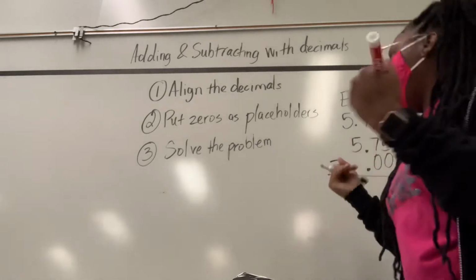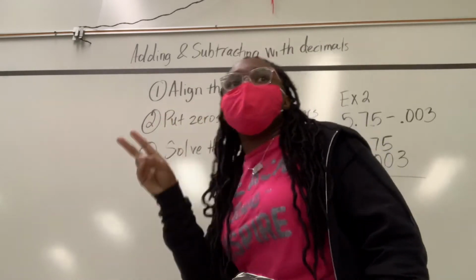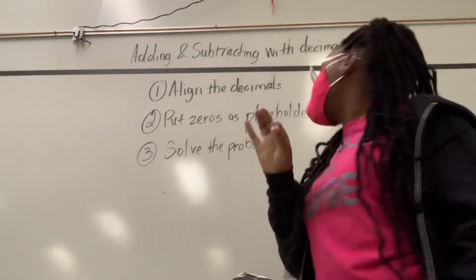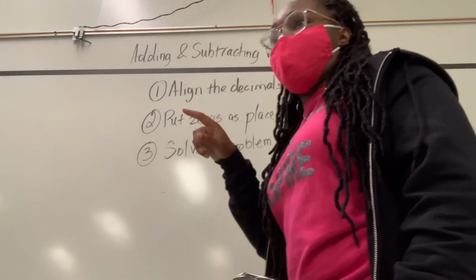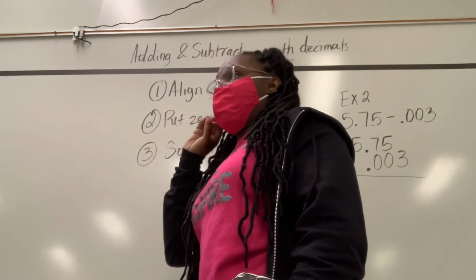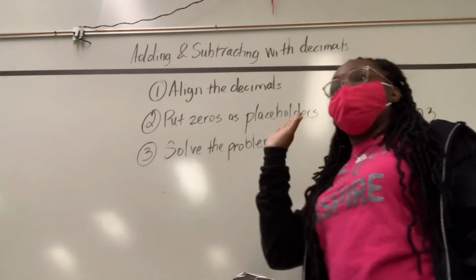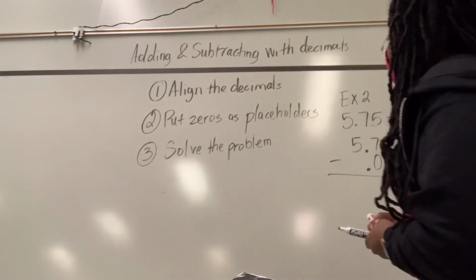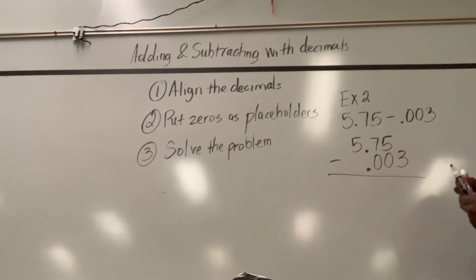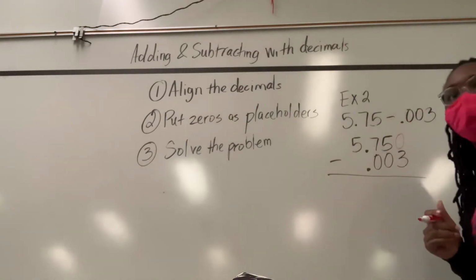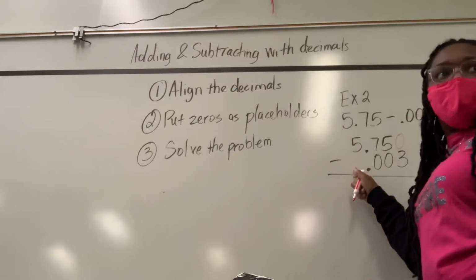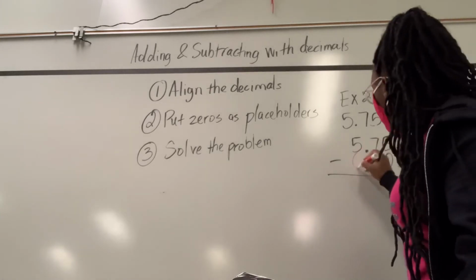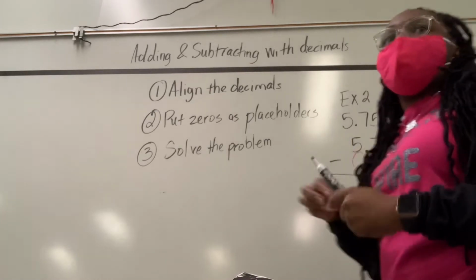Step 1, done. Step 2, it says put zeros as placeholders. What do we talk about? 1 at the top, 1 at the bottom. If I say no, add a 0. If I say yes, move over. All right. 1 at the top, 1 at the bottom? No. So I'm going to do what? Add a 0. 1 at the top, 1 at the bottom? Yes. 1 at the top, 1 at the bottom? Yes. 1 at the top, 1 at the bottom? No. Do what? Add a 0. Good job.